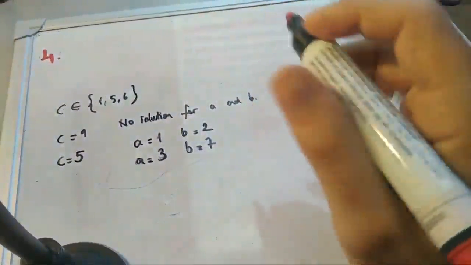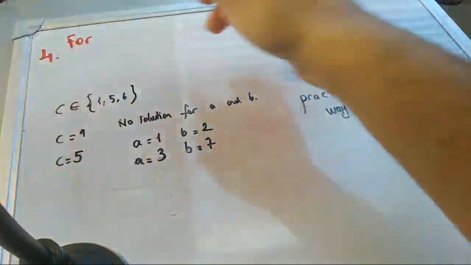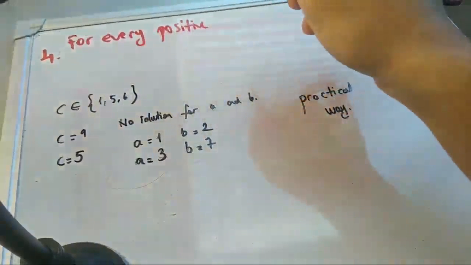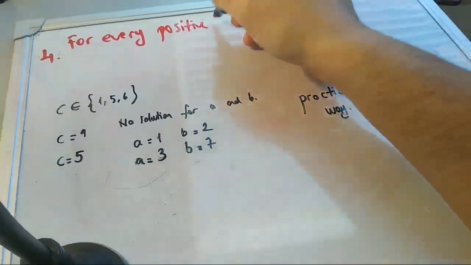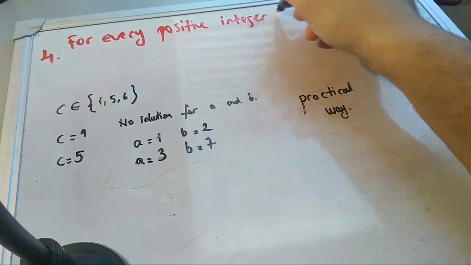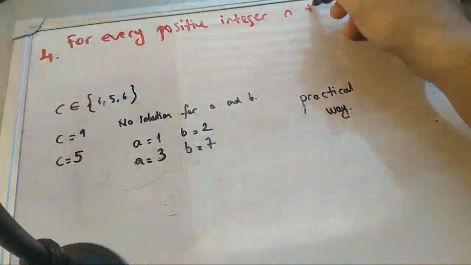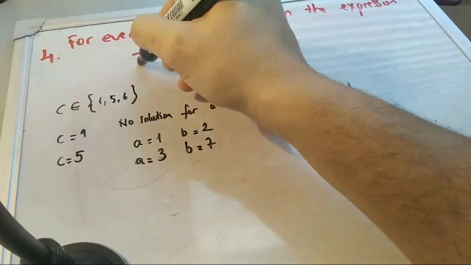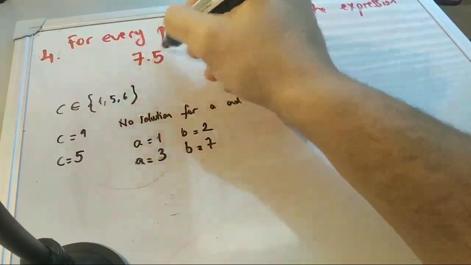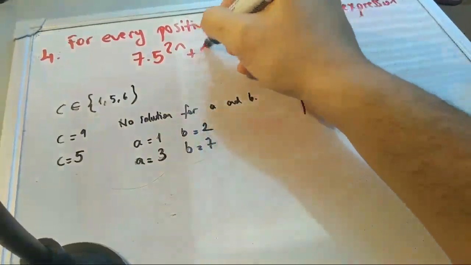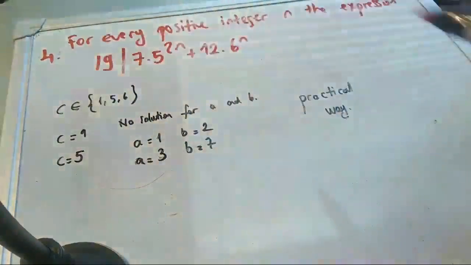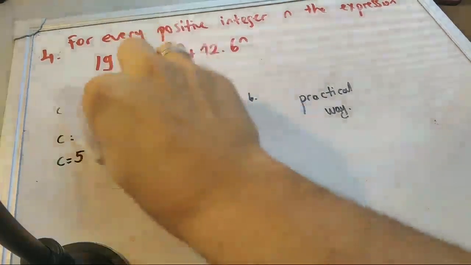Prove that for every positive integer n, the expression 7 times 5 to the power of 2n plus 12 times 6 to the power of n is divisible by 19. Okay.